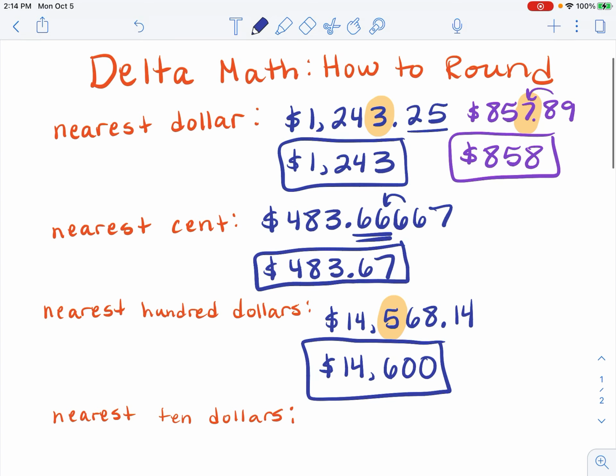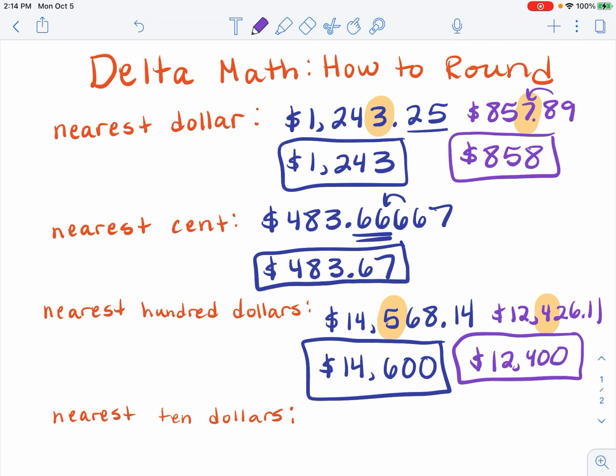Okay, let's pretend that your answer was something like $12,426.11. If you're asked to round to the nearest 100, again, that would be this place right here. 2611 is closer to 0 than it is to 100, and so you would round this down to 12,400. So that's how you round to the nearest $100.